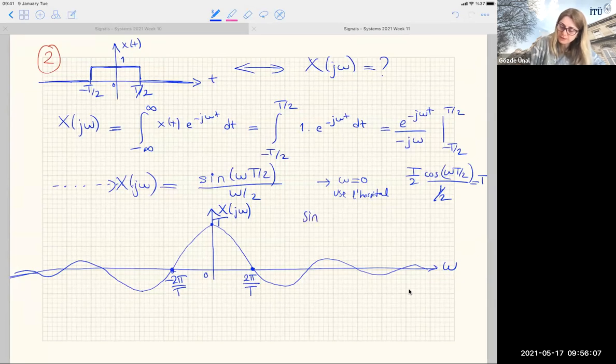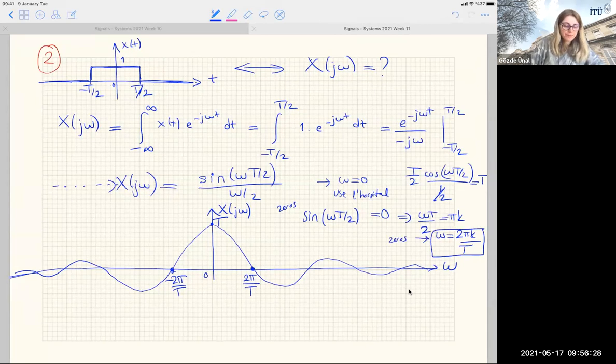So the zeros can be found from wherever this is 0, right? So you should just check from here that this is multiples of pi k, and when omega is 2 pi k over t, those are zeros of this Fourier transform. Okay? This is then 4 pi over t, 6 pi over t, minus 4 pi over t, minus 6 pi over t.